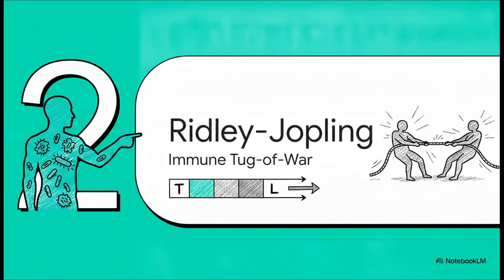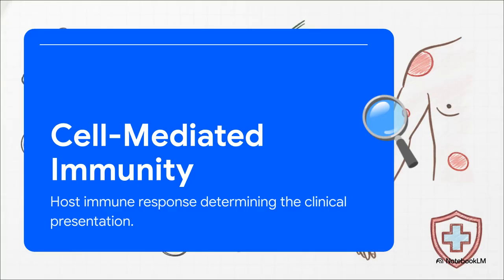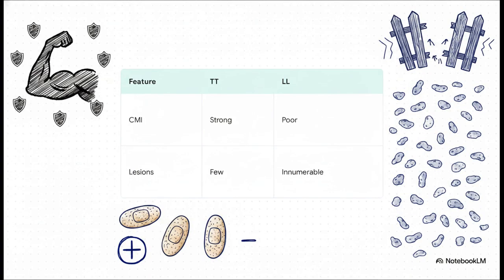Section 2, the Ridley-Jopling spectrum. To really grasp this spectrum, we've got to talk about cell-mediated immunity, or CMI. Think of Hansen's disease like a massive immunological tug-of-war between the host CMI and the bacteria. The strength of your patient's CMI basically dictates exactly where they're going to fall on the disease spectrum, stretching all the way from tuberculoid on one side to lepromatous on the other. Board examiners absolutely love testing this exact comparison.